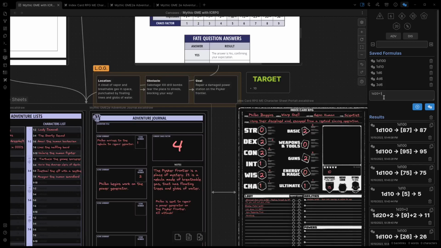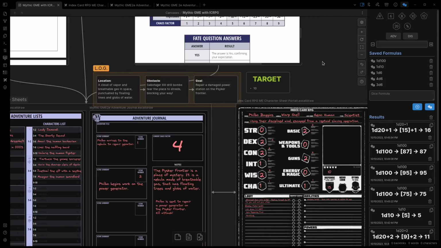D20 plus 1. Can my character determine... it's always important to ask the question before you roll, so that way you know what the yes outcome is and the no outcome, and you can hold yourself accountable. So, are we able to determine the extent of the damage of the power grid? Boom, 16 over 10. Yes.